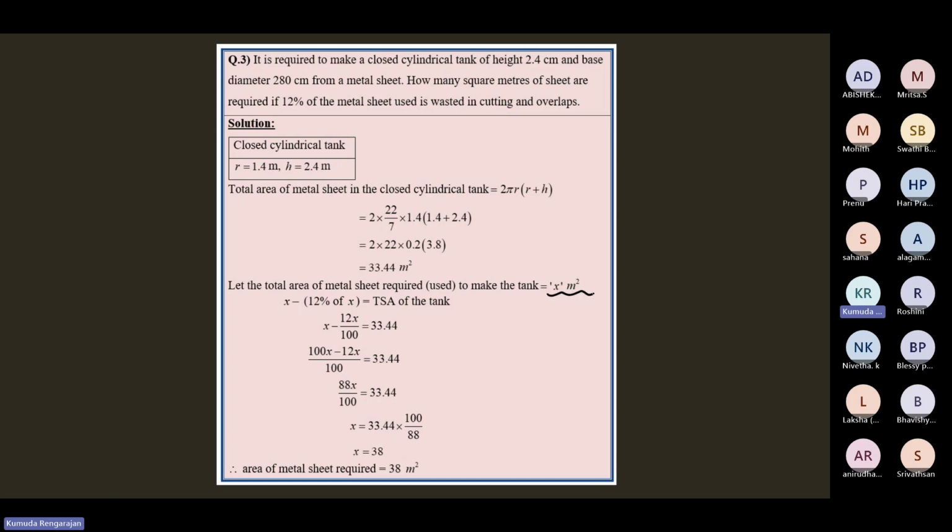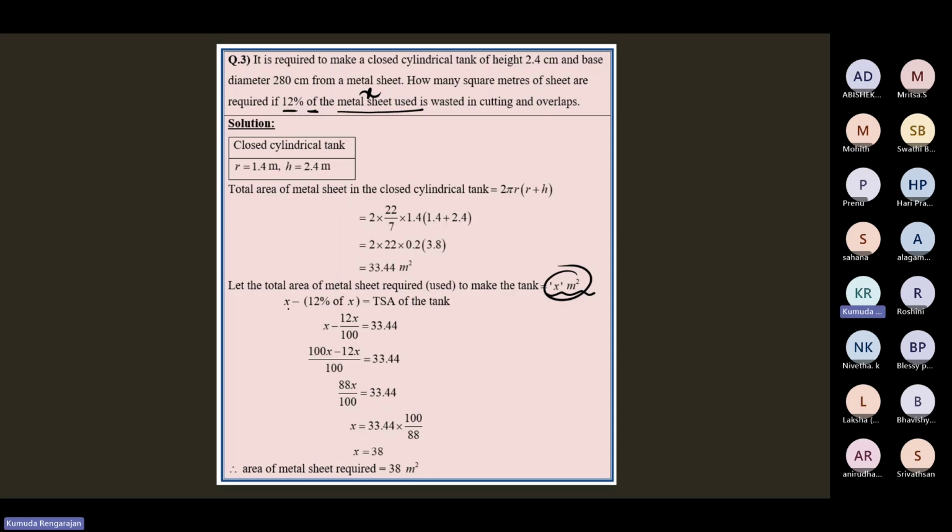So you're buying X meter square of that steel metal sheet from the market. And in the process of building the tank, 12% of X is wasted. Because see here, 12% of the metal sheet used. How much did you use? How much you used, meaning how much you bought. Whatever you bought from the market, that much you'll be using. So 12% of the metal sheet used. You bought X meter square. So 12% of X is wasted.